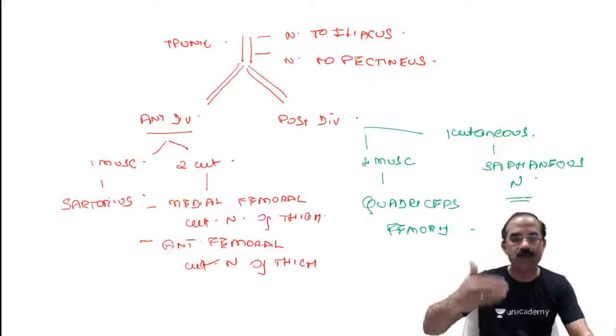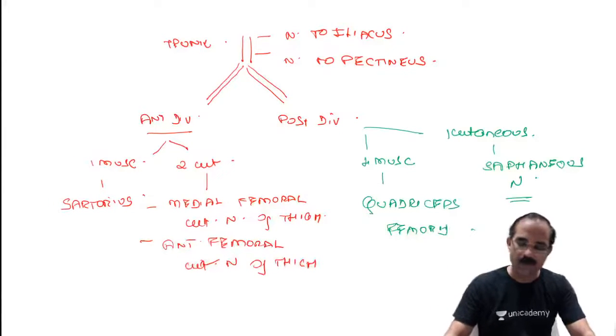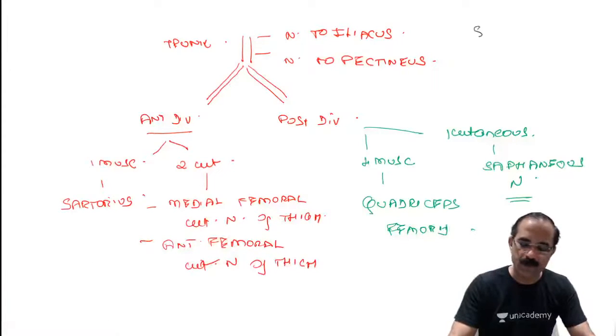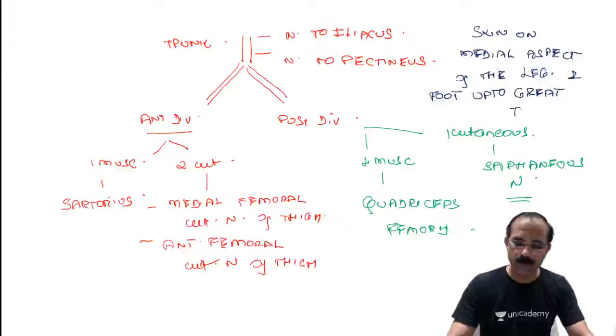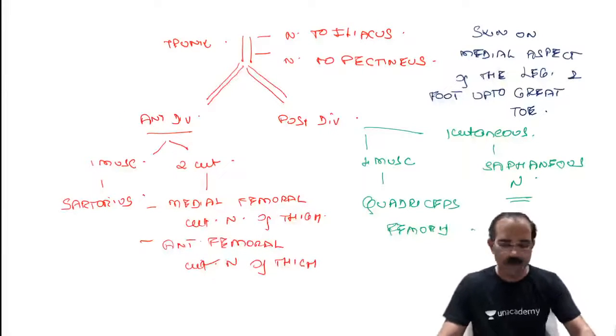It's the largest cutaneous branch of femoral nerve. And what does the saphenous nerve supply? I'll just mention this for you. This is very important. Now this saphenous nerve is going to supply the skin on the medial aspect of the leg and the foot up to the great toe. It doesn't supply the great toe, okay? It doesn't supply the skin of the great toe. Clear to all of you?